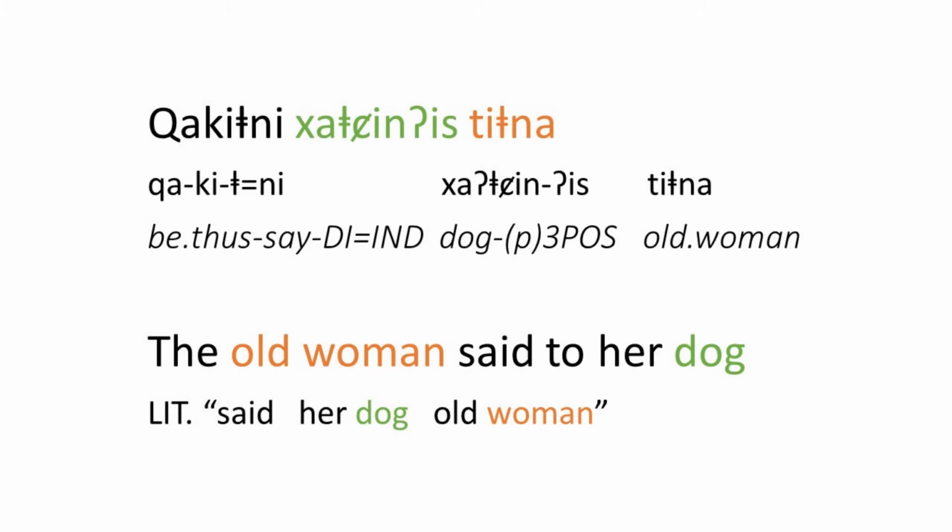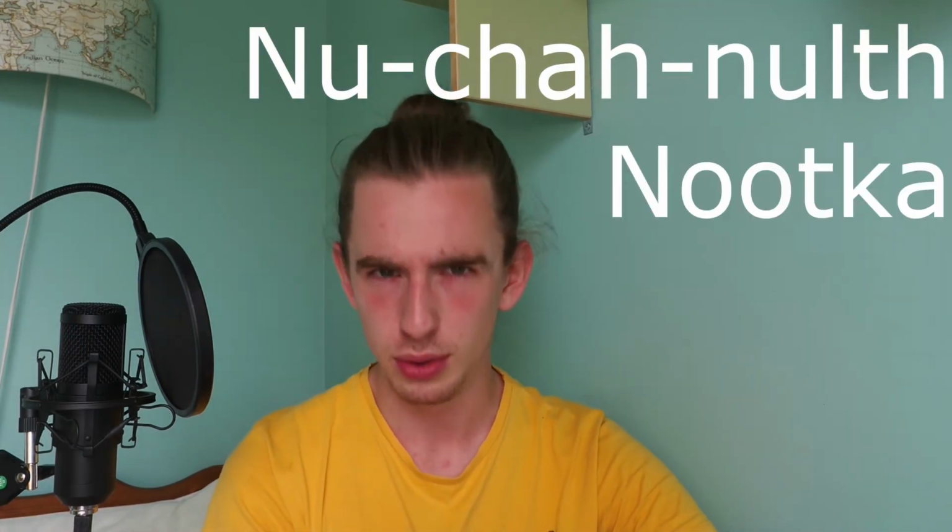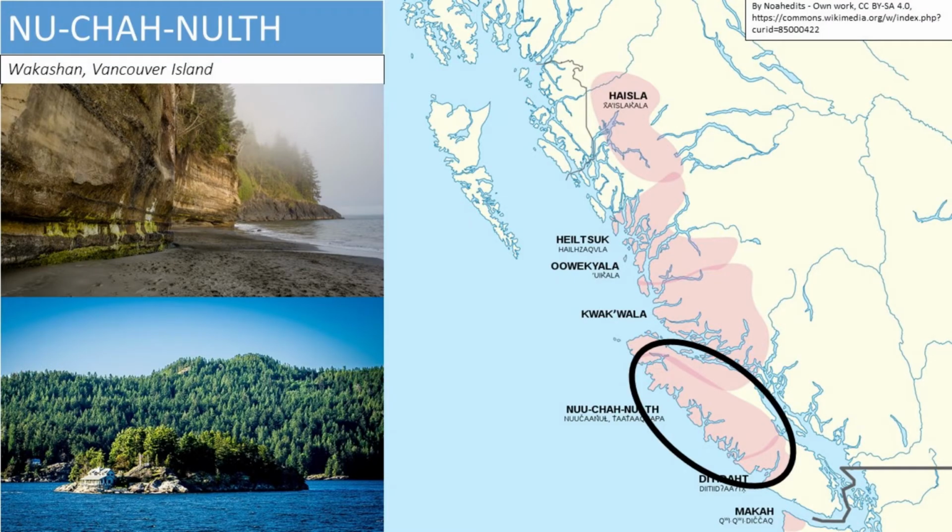While I'm talking about Kutenai, I might as well mention that this language has a default word order of verb, object, subject, which it shares with only 3% of the world's languages. We'll continue our look at the American Northwest by talking about our third language, Nu-chah-nulth, also sometimes called Nootka. Nu-chah-nulth is a Wakashan language spoken by about 130 people on Vancouver Island.